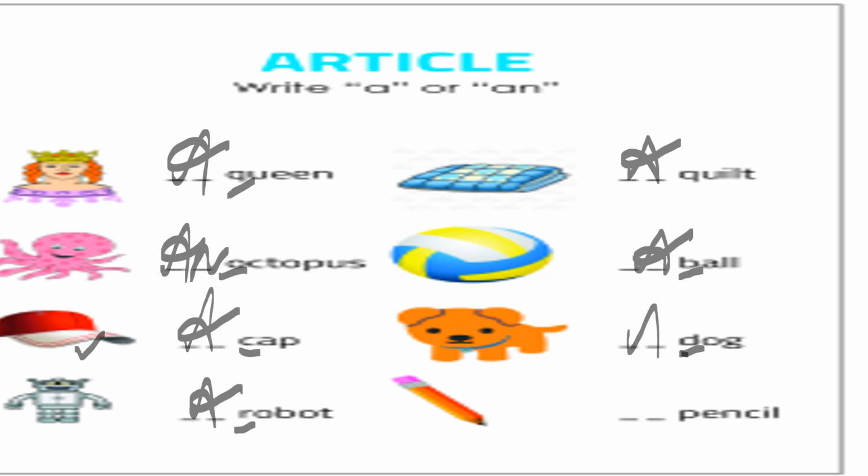Next is dog. How many dogs are there? There is only one dog and here D is a consonant. So, a dog. Next is pencil. So, P is a consonant. And second thing is here we are talking about a single pencil, one pencil. So, a pencil. Okay, students, I hope you understand this concept very well.